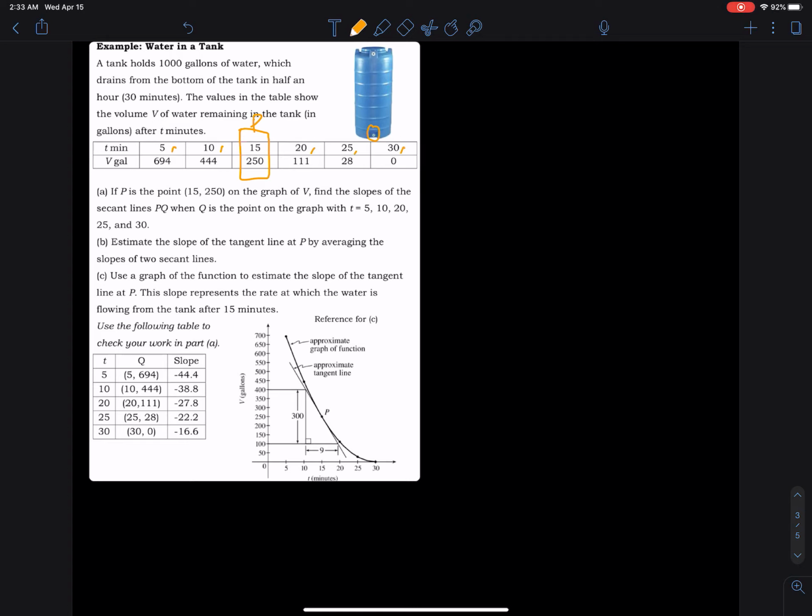So basically there are 6 points on the graph. We treat this point as P and every other point as a Q. So that means in part A, this point P is (15, 250), and then point Q is (5, 694). We have a point P, we have a point Q. The question is asking you to build a secant line and then find the slope of the secant line.